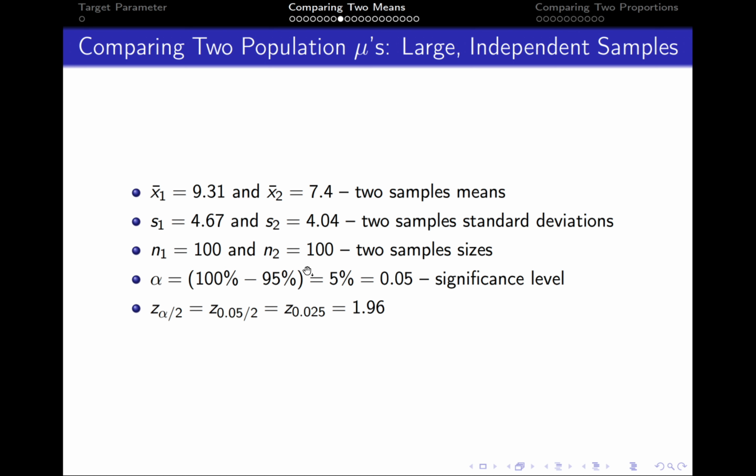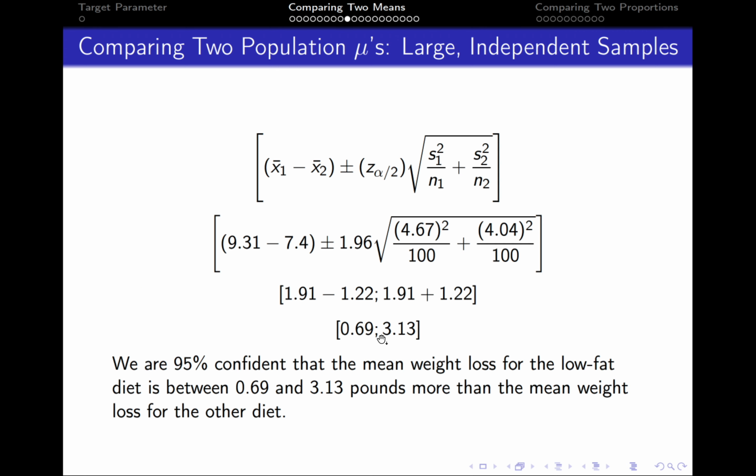We also know the significance level because we are asked to construct a 95% confidence interval. So 100 minus 95 gives us a 5% significance level, or 0.05. Given this, we can obtain the critical z-score. That would be the z-score at level alpha divided by 2, so 5% divided by 2, which means that we need the z-score at 2.5% or 0.025, which we can easily get from the table, and it is equal to 1.96.